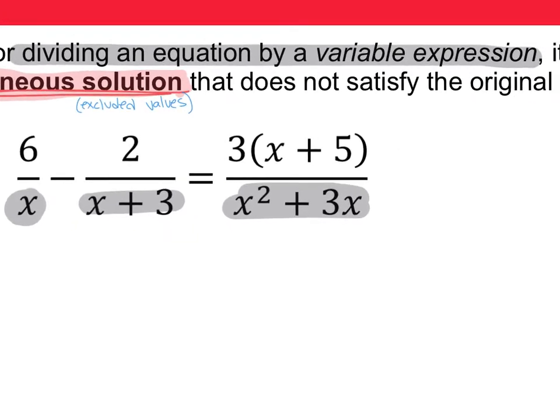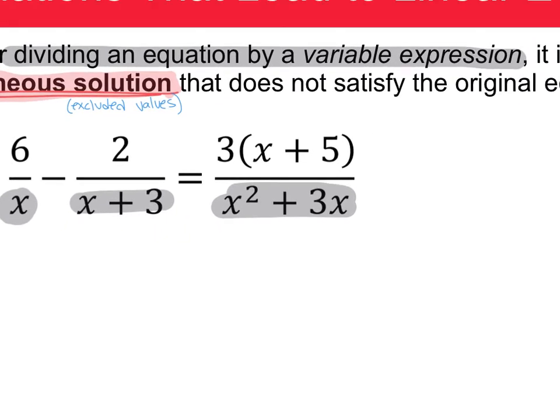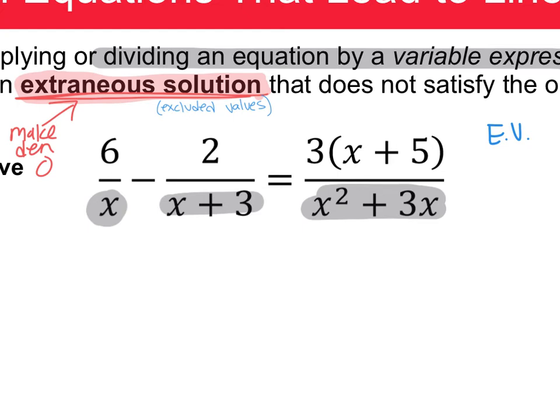So when I do this, I use excluded values. So I say the excluded value would be whatever makes a denominator 0. So here, to make that a 0, I would just substitute in a 0. So an excluded value would be x equals 0. To make this value 0, x plus 3, I would need a negative 3 in for that x. So negative 3 is an excluded value.